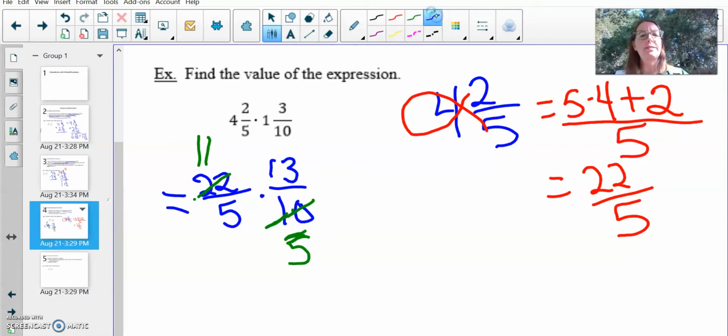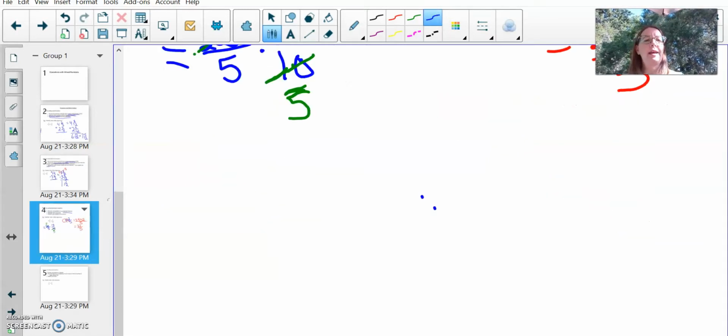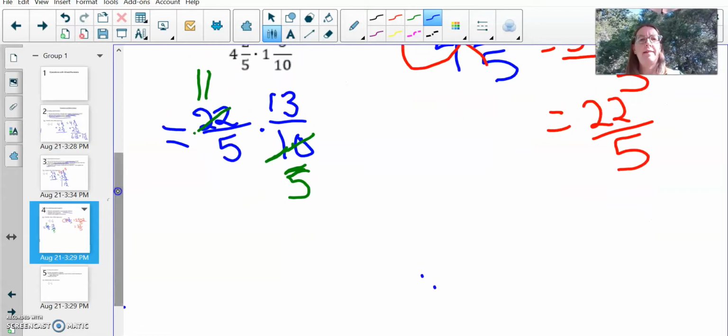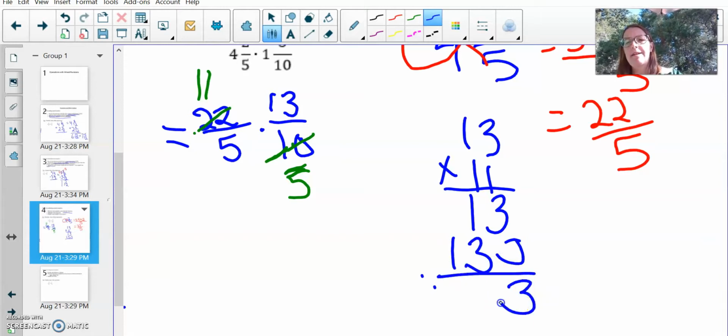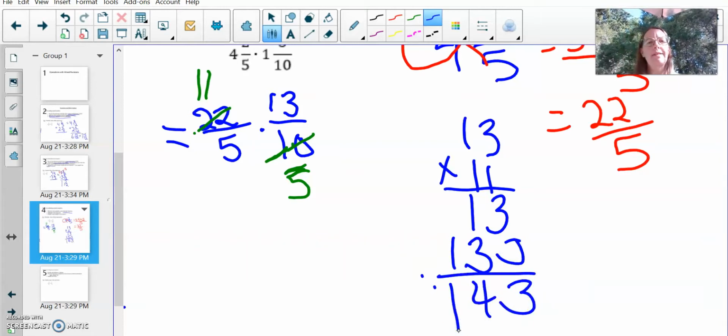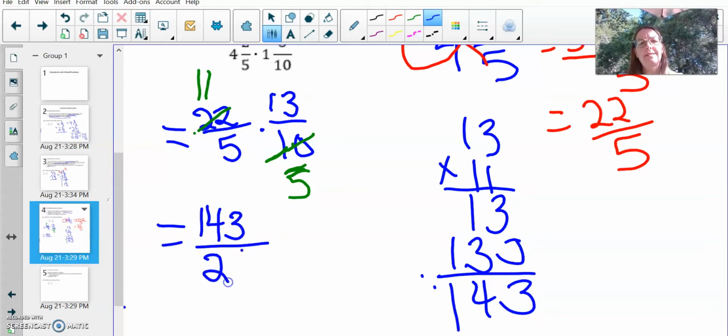Now I can multiply straight across. So when I do 11 times 13, I'm going to do that over on the side. 11 times 13, I get 143. And 5 times 5 is 25.